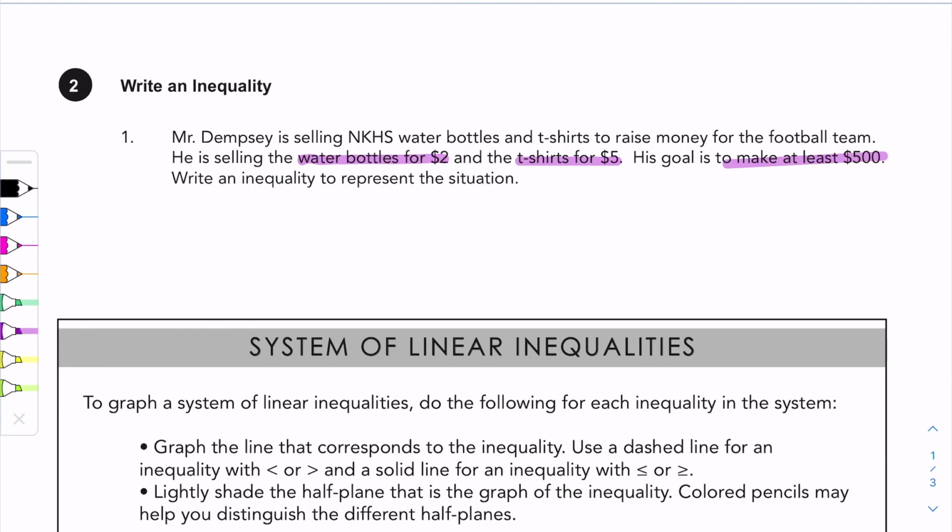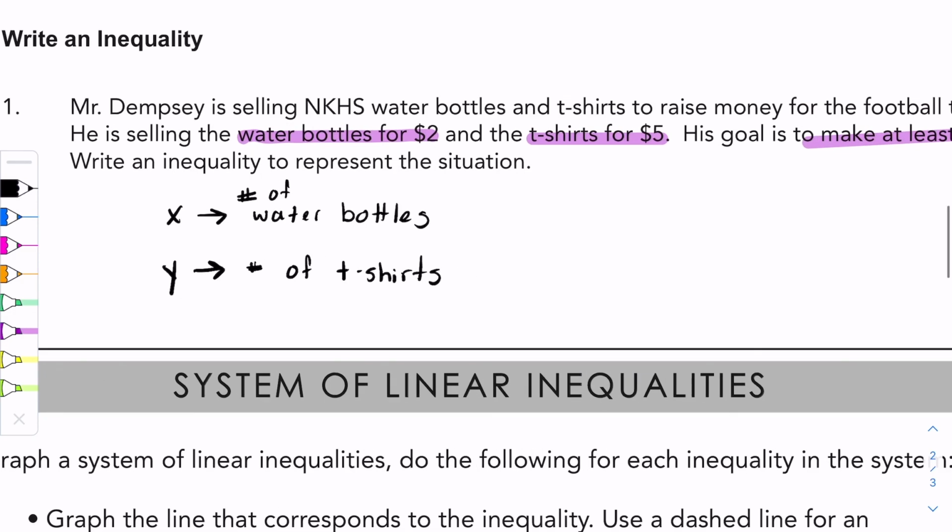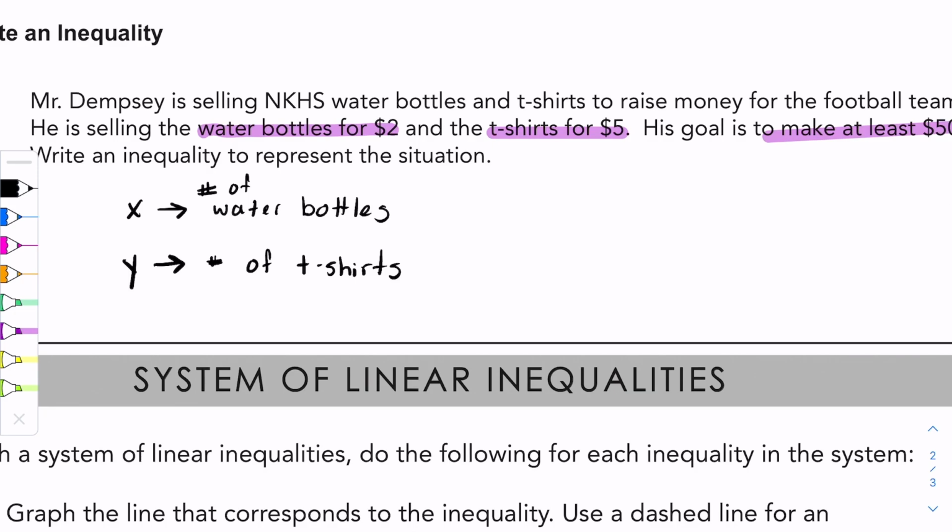We're going to start by defining our variables, and I'm going to use x representing the number of water bottles, and y representing the number of t-shirts. So we know that water bottles cost $2, so 2 times x, or 2 times the number of water bottles, plus 5 times y, or 5 times the number of t-shirts.